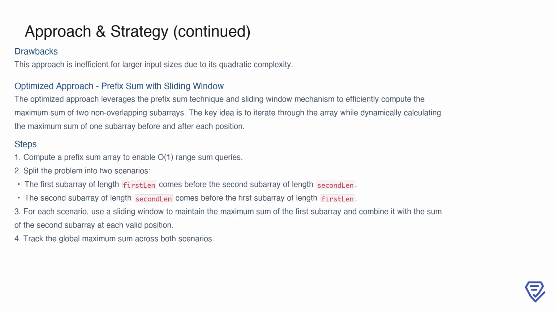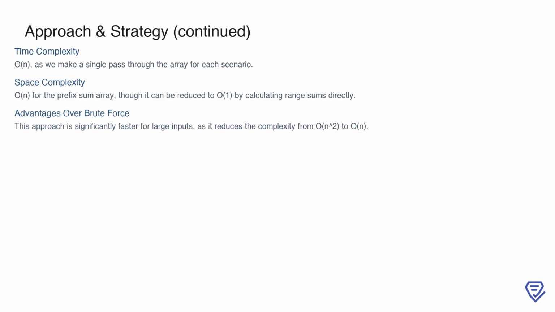By considering both scenarios and tracking the global maximum sum, this approach ensures we capture the optimal solution efficiently. This optimized approach significantly improves upon the brute force method in terms of computational efficiency. The time complexity is reduced to O(n), as we only need a single pass through the array for each scenario, thanks to the use of prefix sums and sliding windows. The space complexity is O(n) due to the prefix sum array, though this could be reduced to O(1) by calculating range sums directly without storing the array.